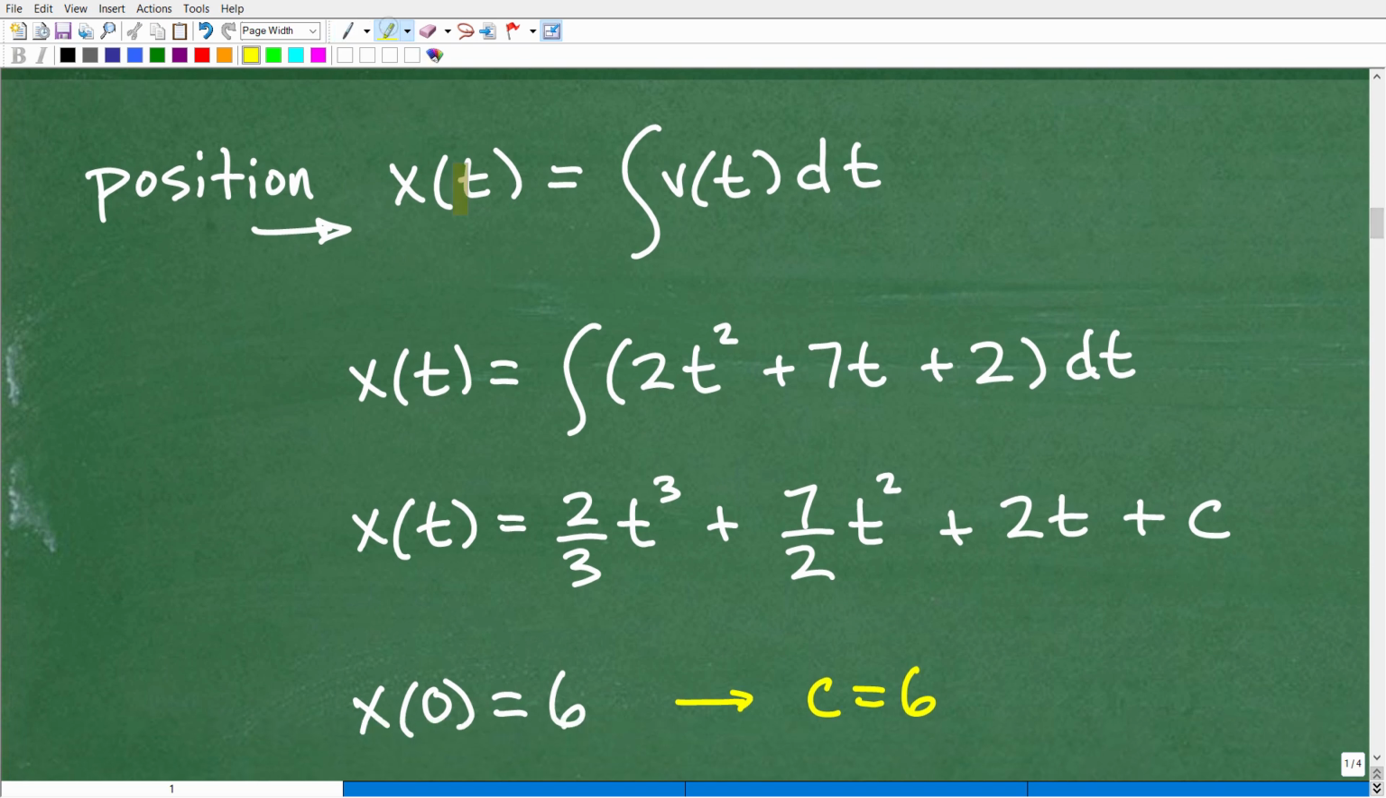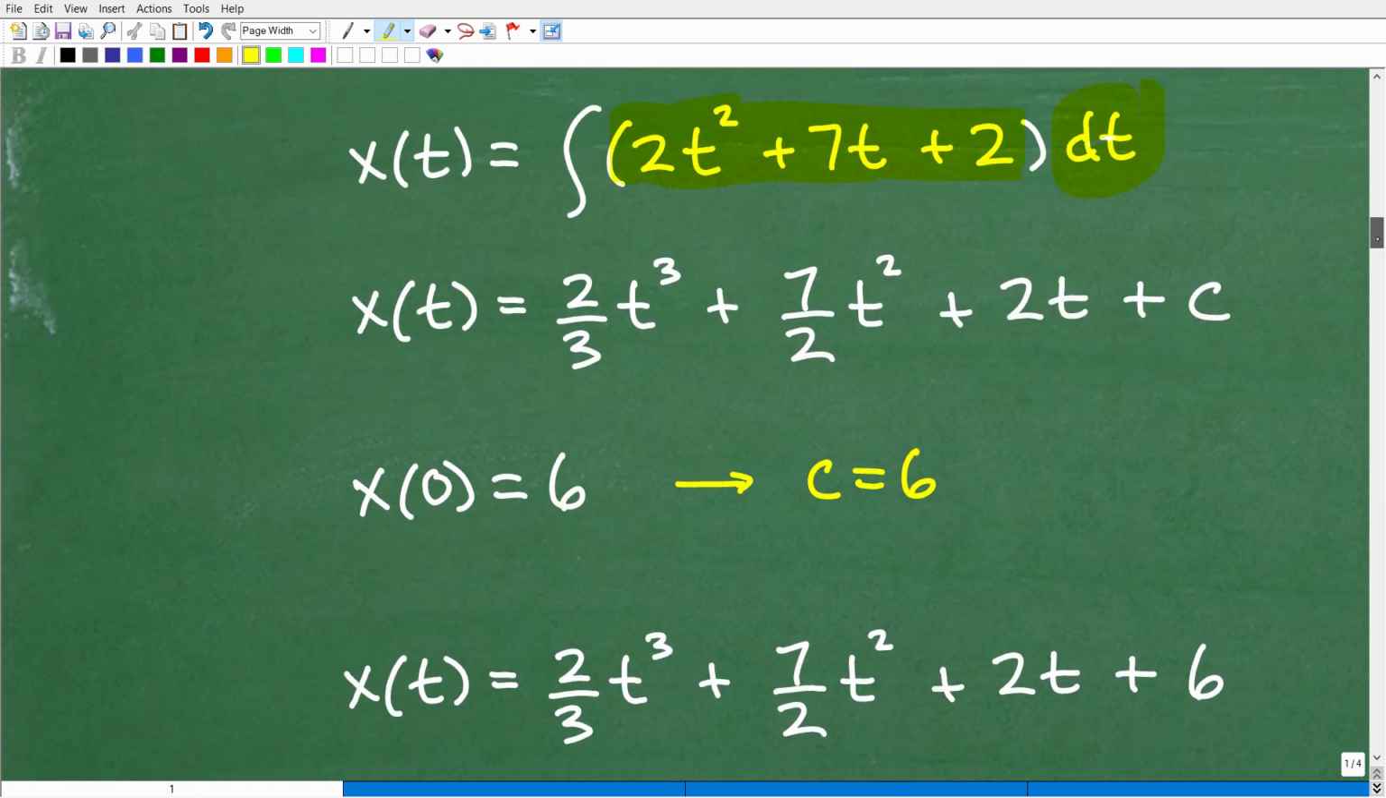All right, so our position function with respect to time is going to be equal to the integral of the velocity function. So if I've got my velocity function here, I integrate it, I'll get back to the position function. I just found that velocity function. It is 2t squared plus 7t plus 2. And I'm going to integrate that with respect to time. And when I do that, I end up with my position function. So that's going to be x of t, and it's going to be 2/3 t cubed plus 7/2 t squared plus 2t plus our constant right here.